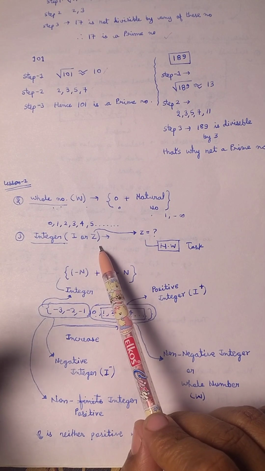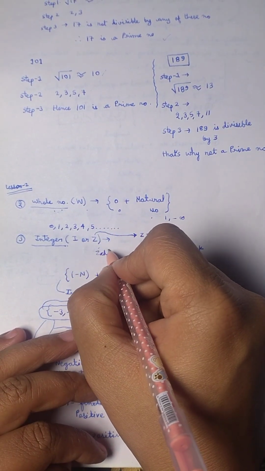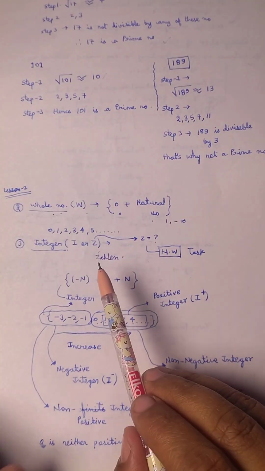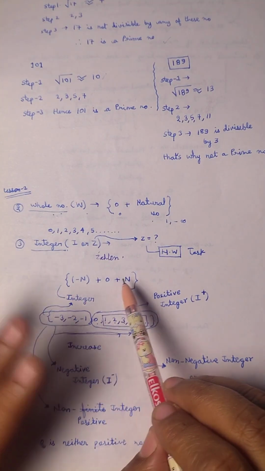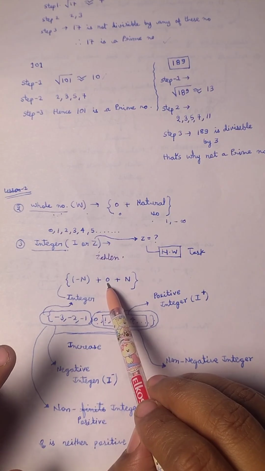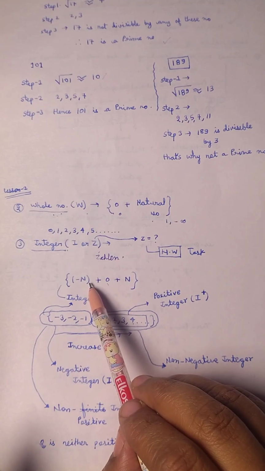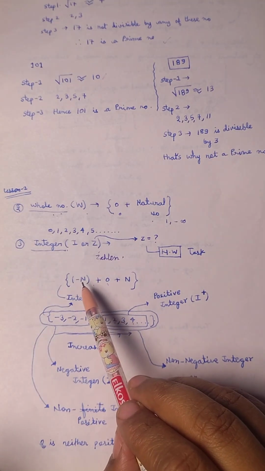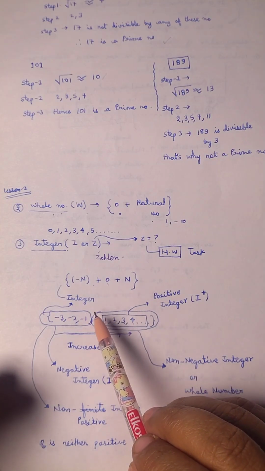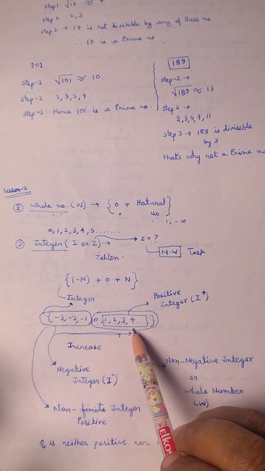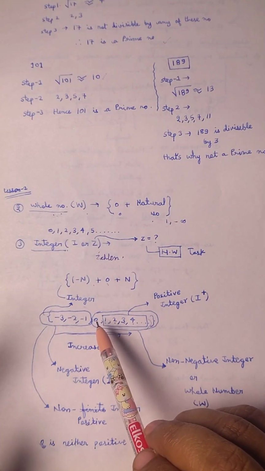Integer. Integer comes from the German word zählen, which means to count. Now, we know that on a number line there is 0, and on the right side we have positive numbers. On the left side, we have negative numbers. So, all these numbers which can be represented on the number line are called integers.